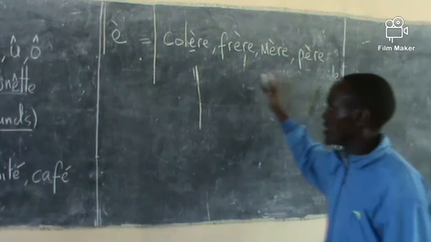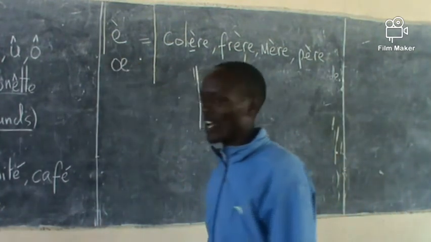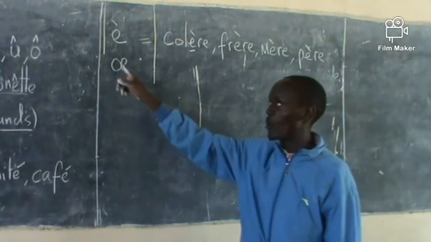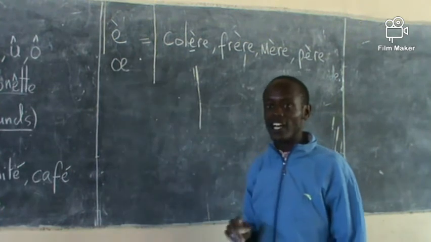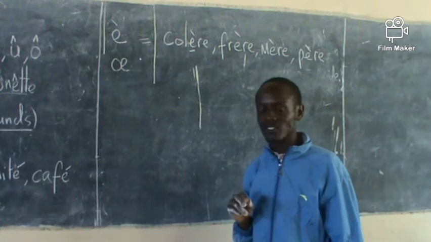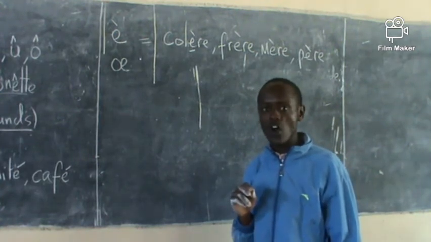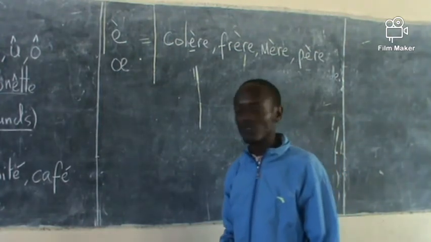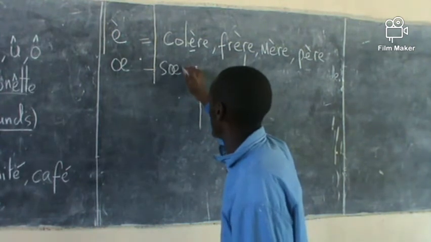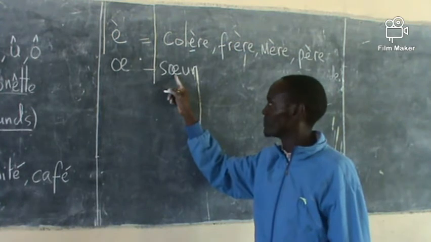The other form is when you see O and E joined. I know this one looks strange, it doesn't happen in English. Where you see an O joined to E, that combination is pronounced like this. Look at the shape of my lips. For example, when you are saying sœur, when they are joined, sœur is somebody's sister.